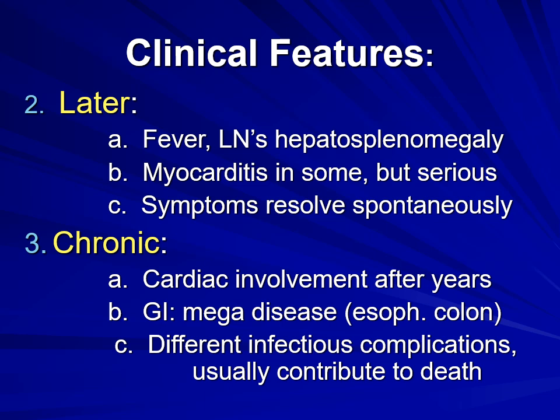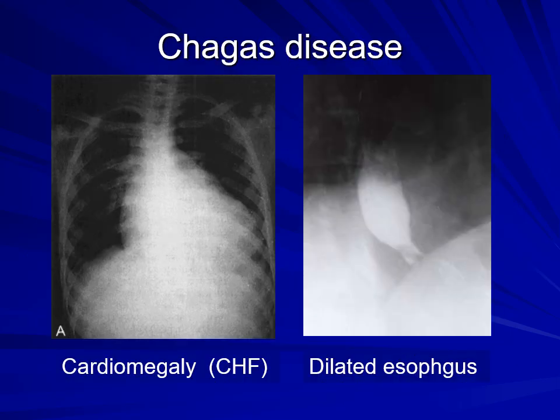And then in the chronic phase, there will be cardiac involvement after years, hence the cause of cardiac disease that I will describe as well. And in the gastrointestinal system, we have got the mega diseases like megacolon and megaesophagus. Different infectious complications usually contribute to the death of the patient.